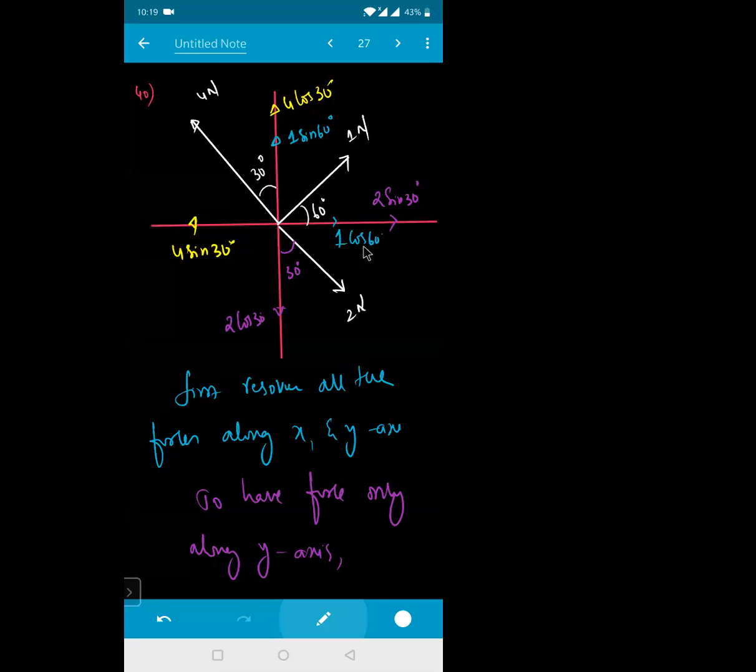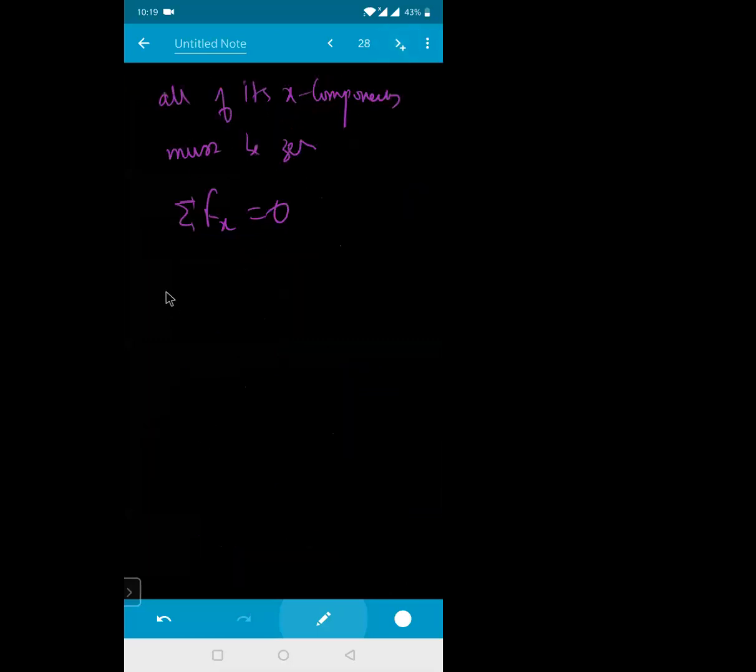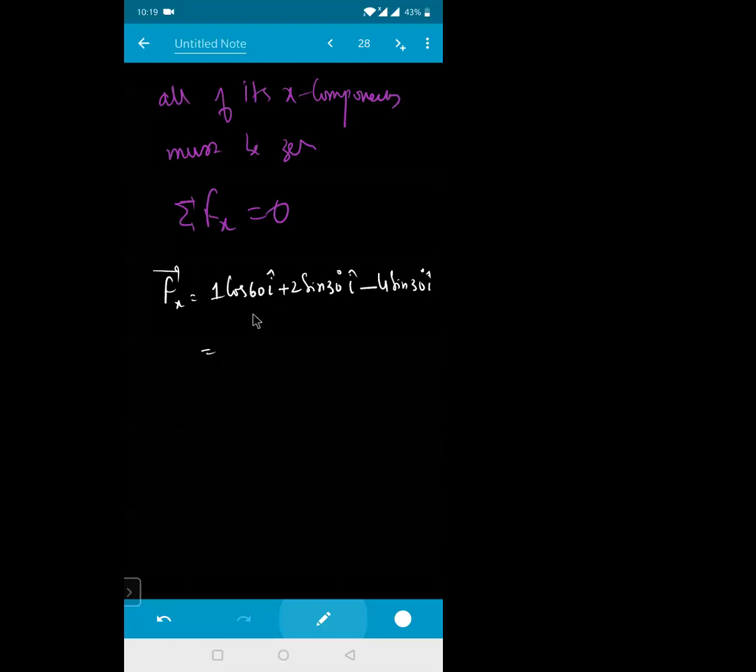Along x-axis, what do I have right now here? 1 into cos 60, 2 into sin 30, minus this one. So all the x-axis components I am writing. Net force along your x-axis is equal to 1 into cos 60 i cap plus 2 into sin 30 i cap minus 4 into sin 30 i cap. So cos 60 is 1 by 2, this is 1 by 2 i cap plus sin 30 is 1 by 2, that means this will become 1 i cap. Then minus 4 into sin 30, sin 30 is 1 by 2, that means this will become 2 i cap.